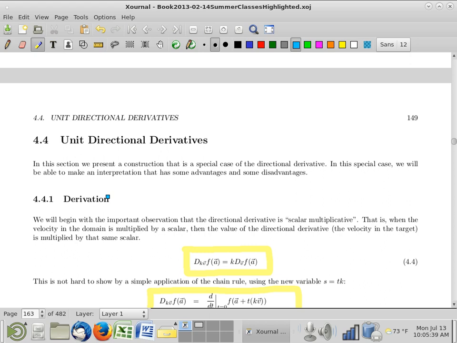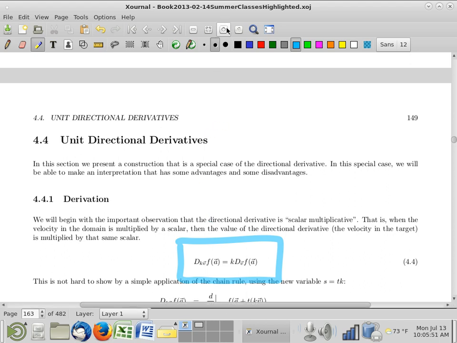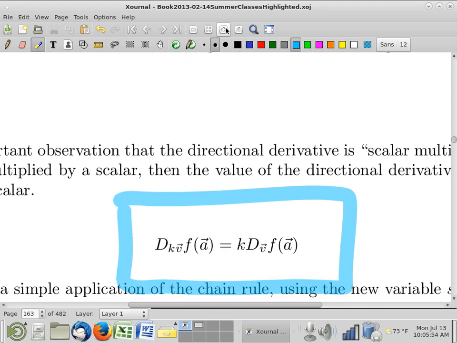So I'm going to segue into what we can do with unit directional derivatives with a calculation here, the punchline of which is a neat fact. I'm going to talk about this fact first before I do the calculation. This is a little bit of a surprise, really. What this says is that if you have a vector, if you multiply it by a scalar, k, and if you ask, what's the directional derivative where you're moving with velocity not v, if you're moving with a velocity that is kv, in other words, if you scale your input velocity. Question, what happens to the output velocity?